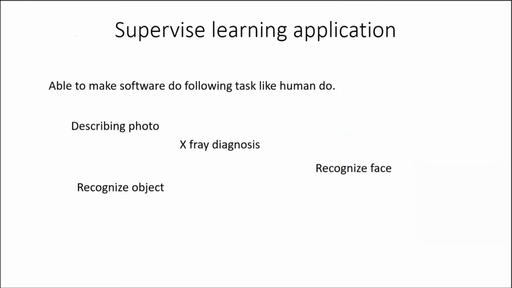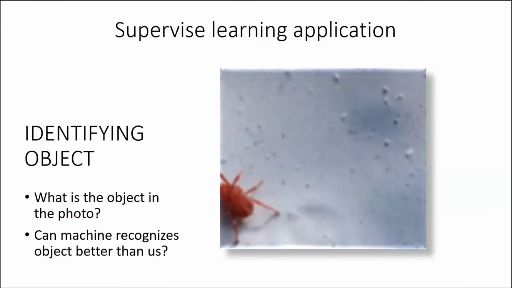Introduction. The application of machine learning basically enables software to do the following tasks like humans do: describing photos, recognizing objects, X-ray diagnosis, recognizing faces. So these are tasks humans do. Okay, let's look at them one by one. What is the object in the photo? This is multimedia retrieval. Please retrieve the object in the photo. What object is in the photo? But first of all, you need to see the object here.